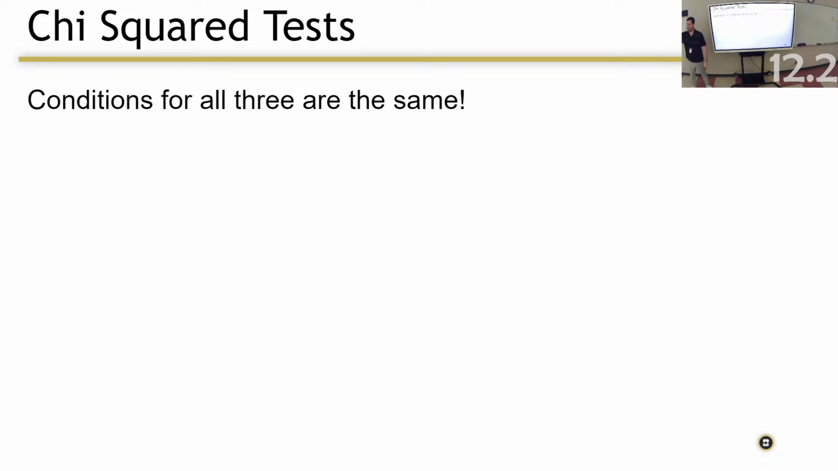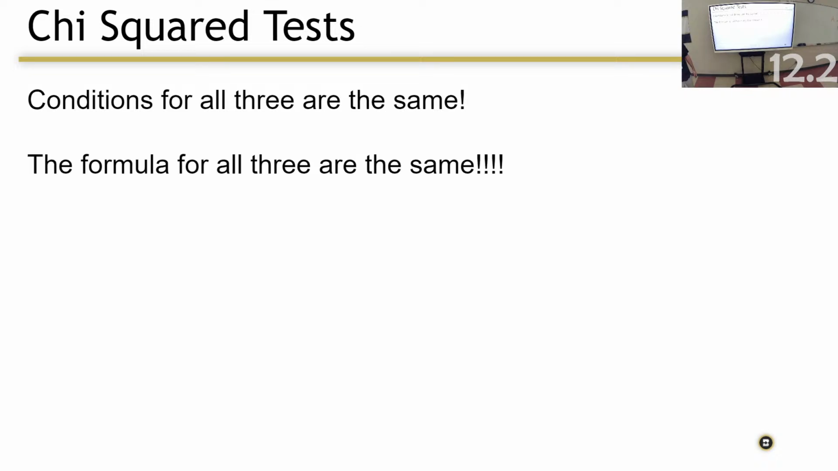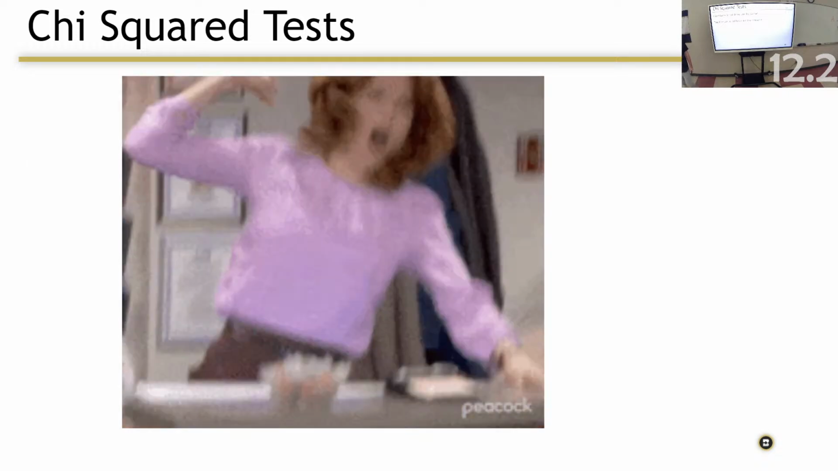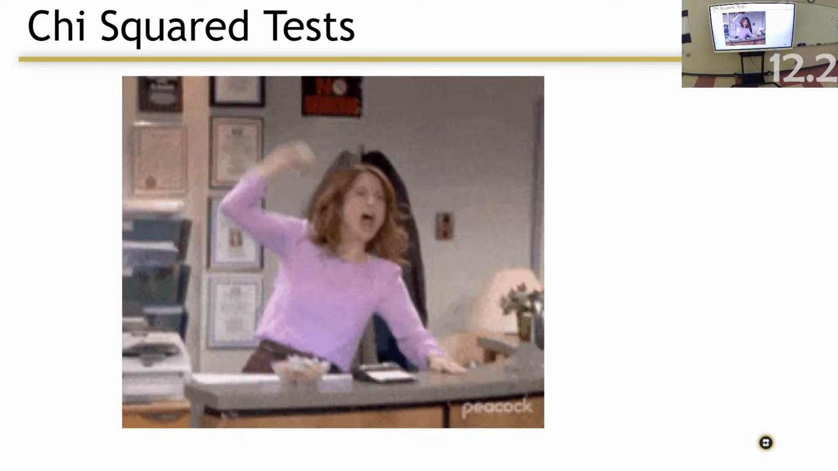Conditions for all three of these are the same. You have to have randomness, you have to have the 10%, and you have to have all expected counts greater than 5. The formula is the same for all three: the summation of observed minus expected, squared, over expected. So all three formulas and all three conditions are exactly the same. So we're happy about that.